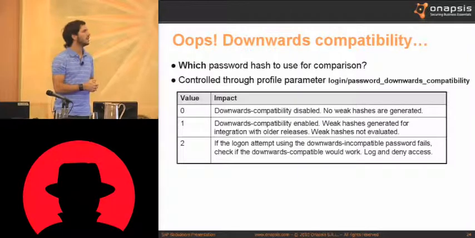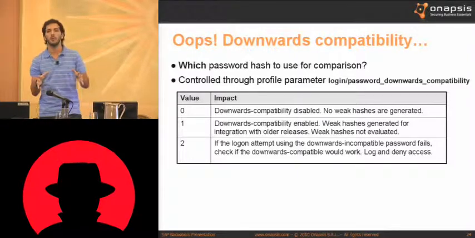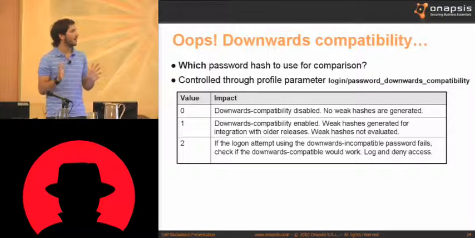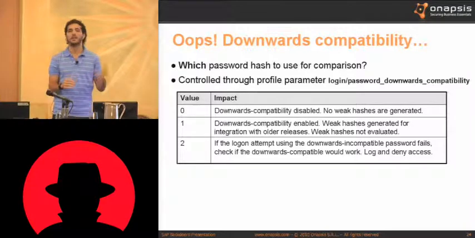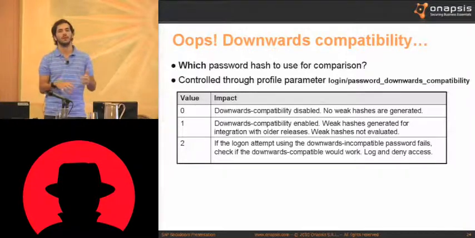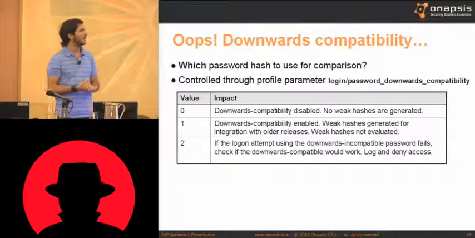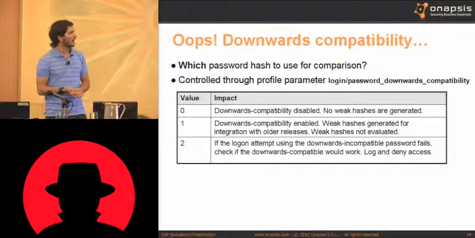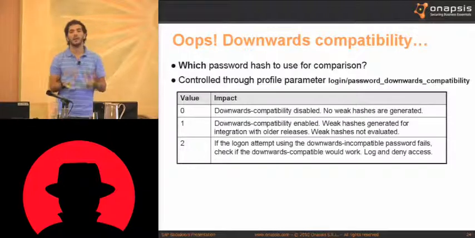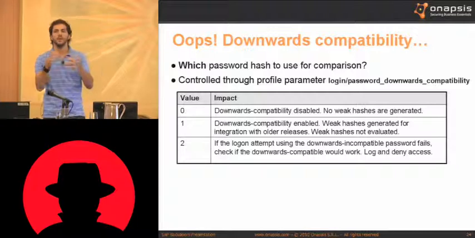Value number 0 means that there is no downwards compatibility, so no weak hashes are generated. This is actually a secure setting that you should use if you are not integrating with old systems. The default value, number 1, means that downwards compatibility is enabled, and weak hashes are generated but are not evaluated. They're only used by some internal interfaces.